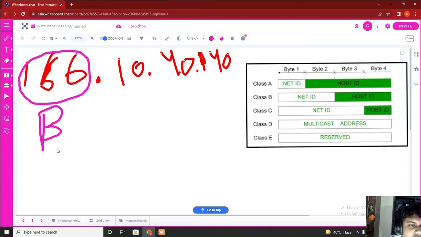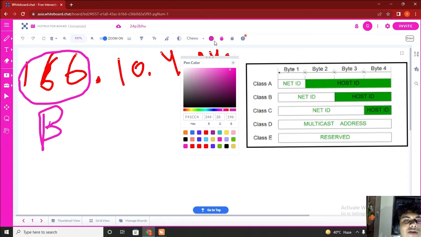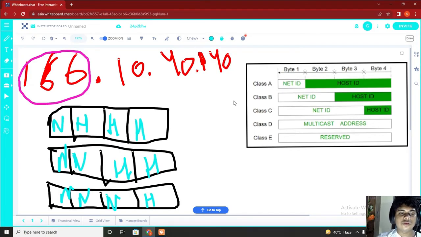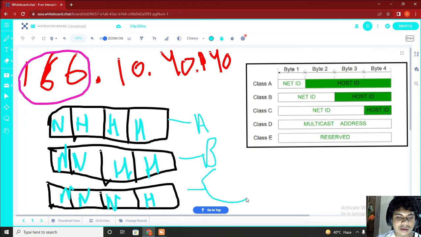So first I have to tell you what is network ID and what is host ID. As you can see, this is our class A, this is our class B, and this is our class C. So what happens is that in class A there is only one octet reserved for network.